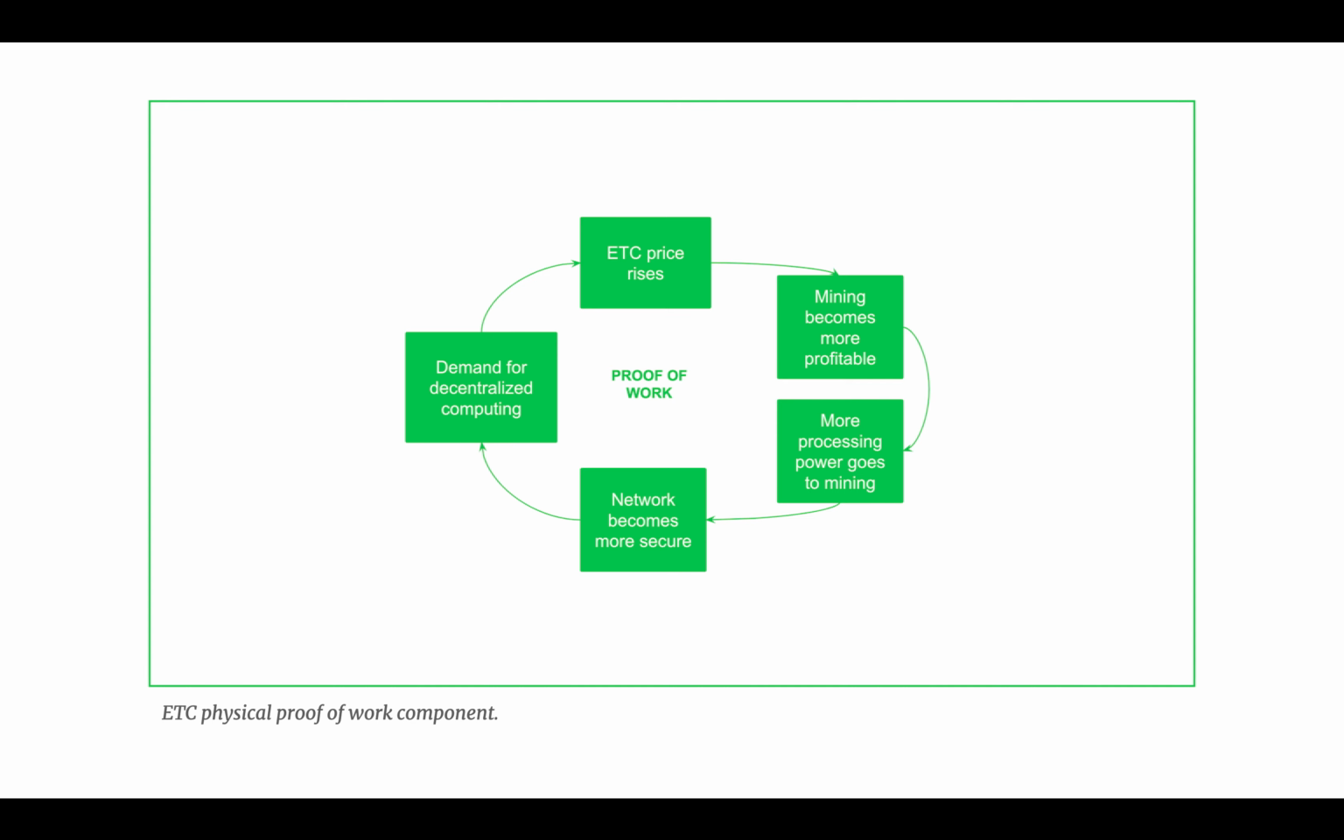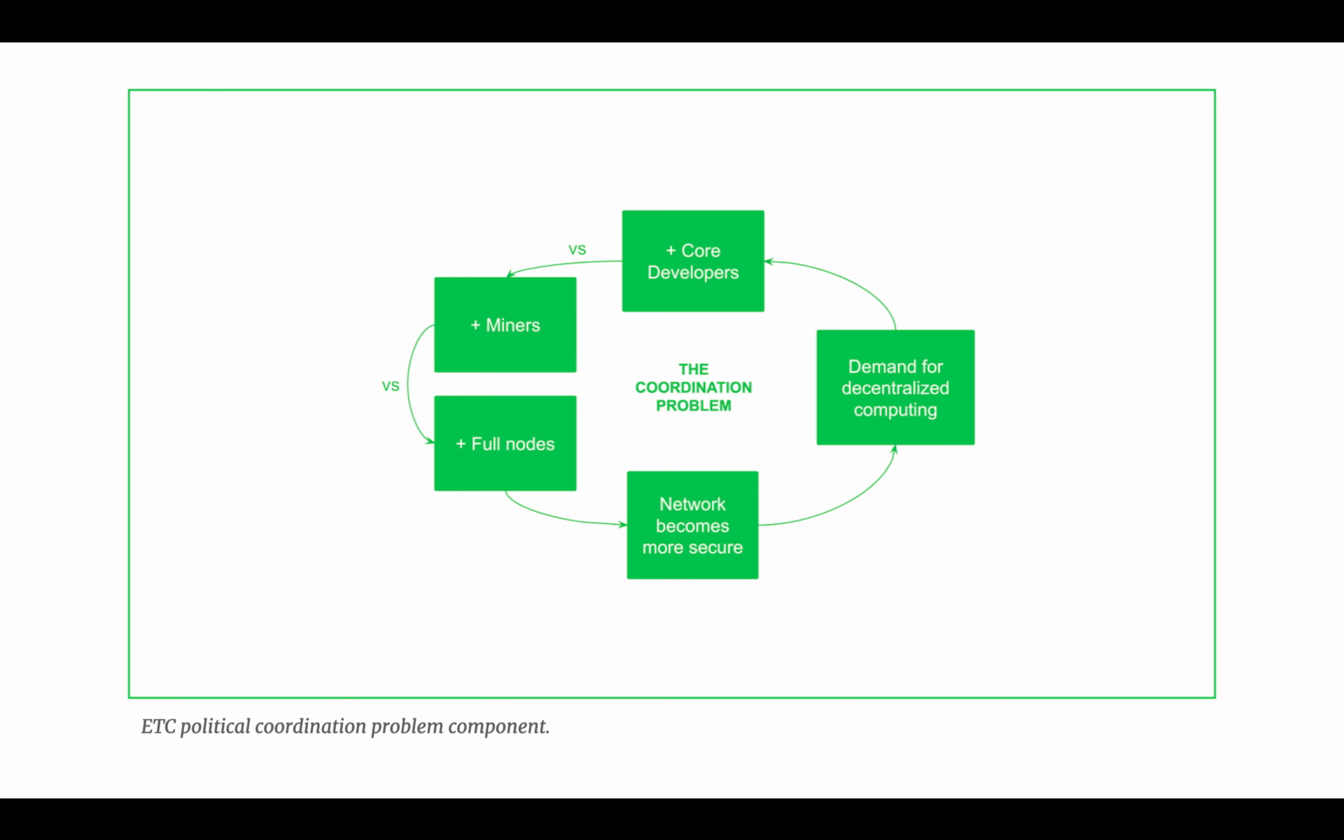5. The network becomes more secure. As the aggregate hash rate of the network rises, it constitutes a security barrier for hackers to physically attack the network. As the network is more costly to attack, it becomes more attractive, therefore increasing demand for decentralized computing, thus reinforcing the system. The coordination problem. The political coordination problem security mechanism is a complementary and adjacent virtuous circle that also has several components that reinforce each other.